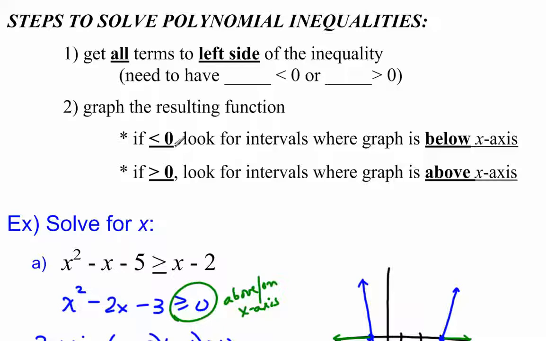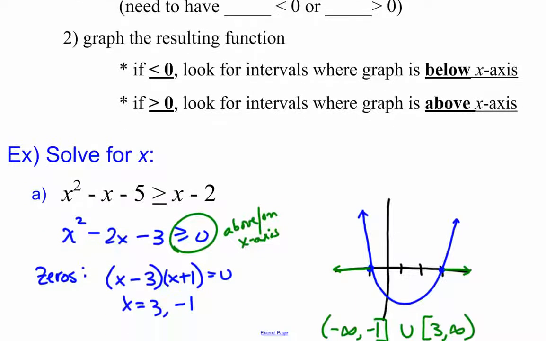Okay, once we have that, if it says less than 0, we're looking for intervals that are below the x-axis. If it says greater than 0, we want to find those intervals where the graph is above the x-axis. Of course, if it equals, then we just include the endpoints. All right, so let's look at an example.